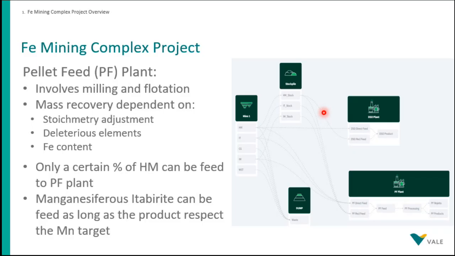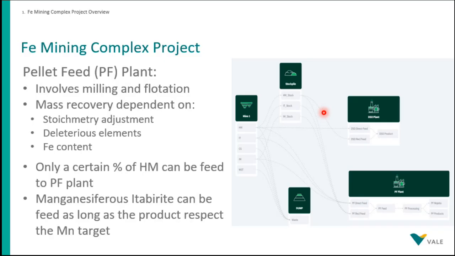So the mining complex would have to balance material going to the DSO plant, which would incur a smaller processing cost, but also a smaller financial return, whereas at the pellet feed plant, we have more valuable material coming out, but at the cost of a higher processing cost and smaller recovery. And because of this nonlinear function, we needed to take care of the amount of hematite that could feed the process, because we've just used the equation as it was.